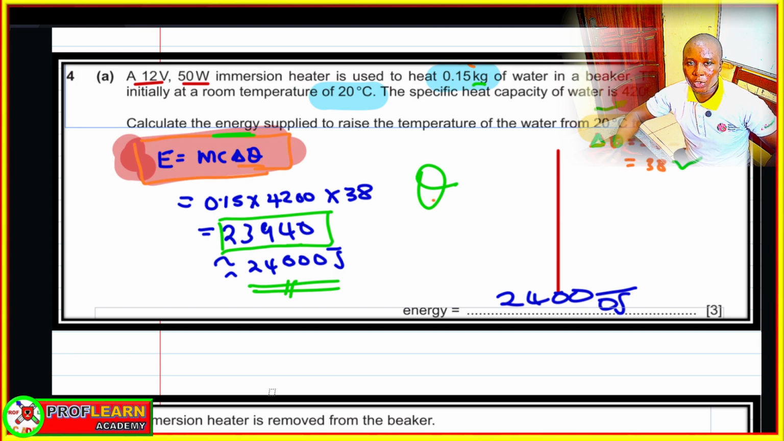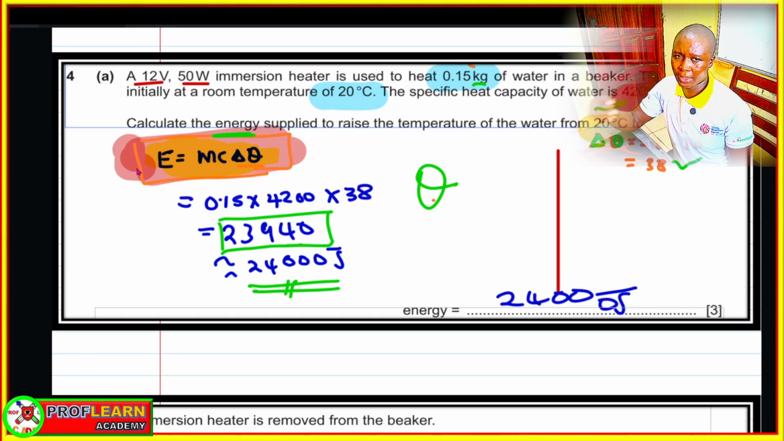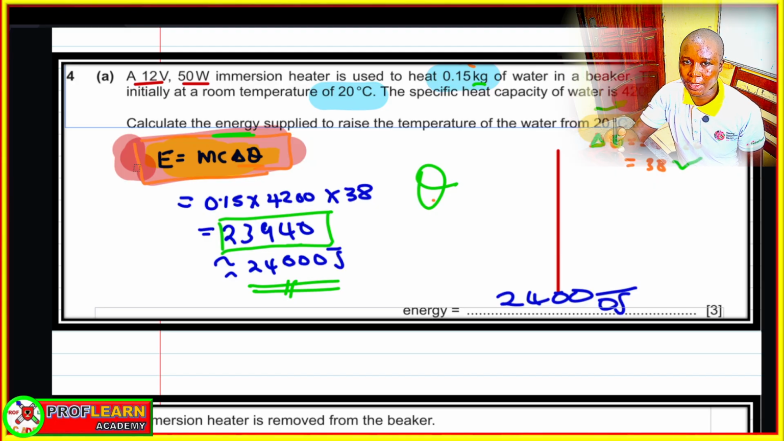In question number 4, the question was about specific heat capacity, and candidates were supposed to remember that specific heat capacity times mass times temperature change is equal to the thermal energy that is absorbed by the water. But remember, the solar heater supplies the heat, but the water absorbs that heat. And thermal energy absorbed is E equals mass times specific heat capacity times temperature change. How do you get temperature change? It will be 58 minus 20. The temperature change is 38 here. And the question had a mass of 0.15.